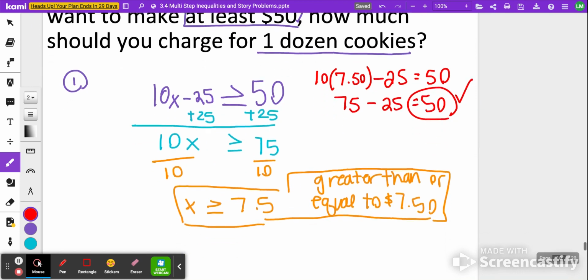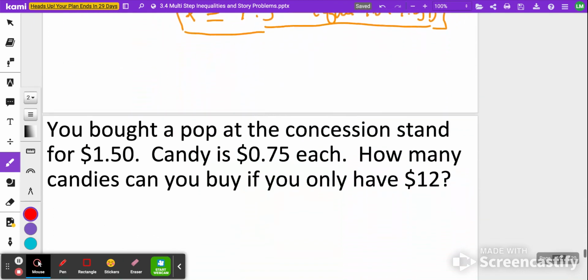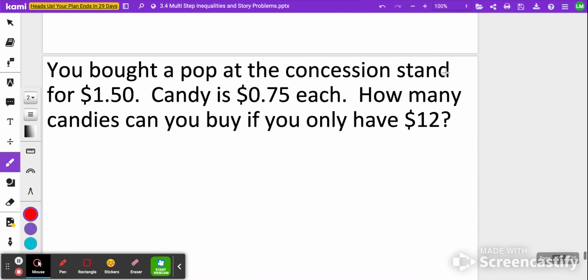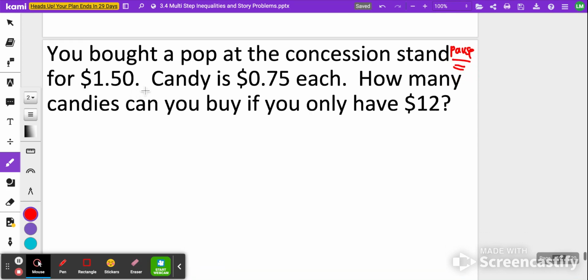Okay. Our last one, we'll maybe take the time to pause the video here, see if you can write and solve this one on your own. And when you are ready to check it, go ahead and click play. All right, last one. You bought a pop at the concession stand for $1.50. Candy is 75 cents each. How many candies can you buy if you only have $12?